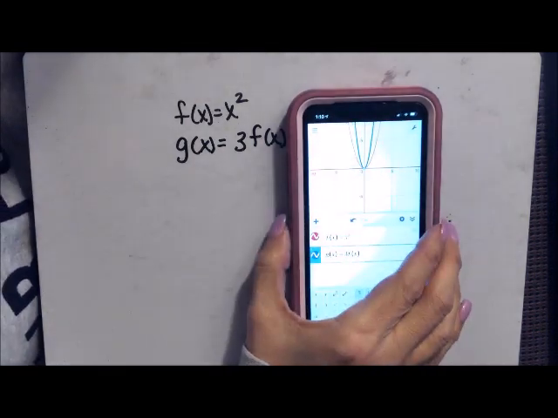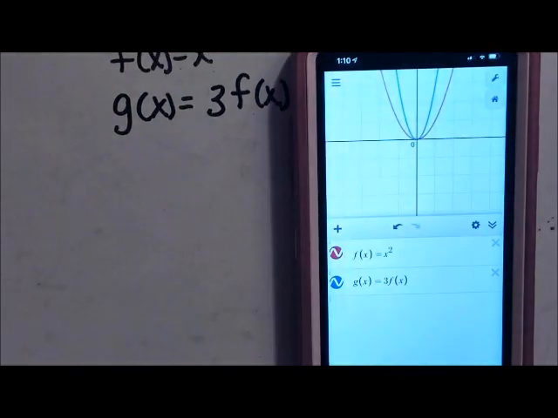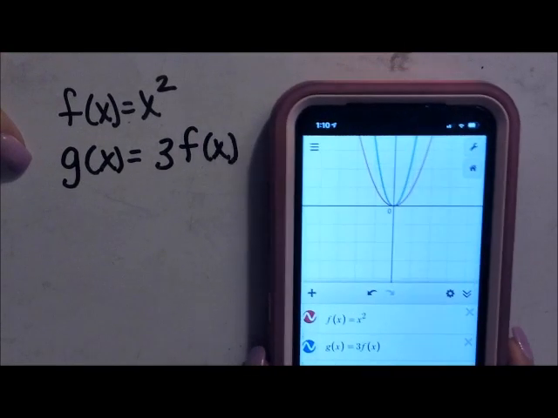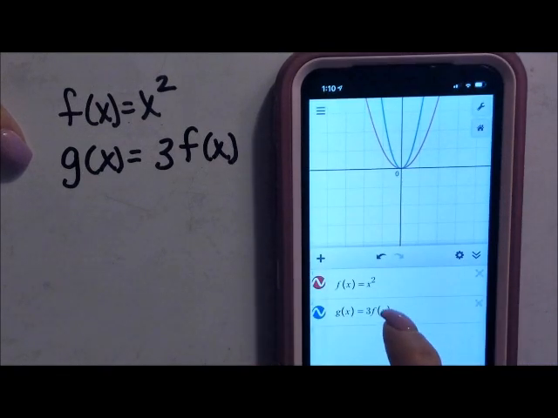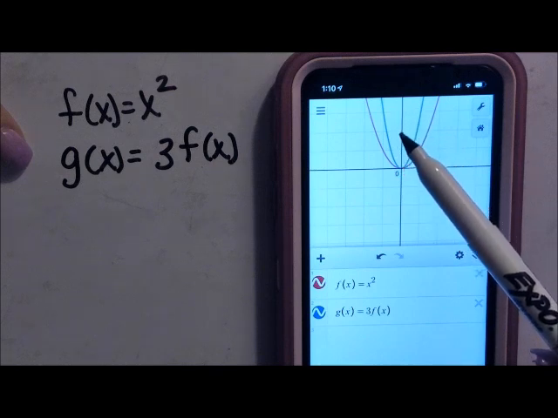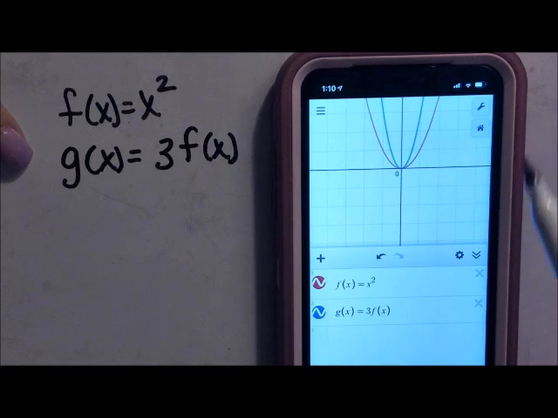Okay, so on this, let me zoom in just a little bit, and then also let me zoom in here. I put in f of x equals x squared, g of x equals 3f of x. When you put it into Desmos, it will do it for you. So the blue, I don't know if you can tell that that's blue. Blue's on the inside. So this equation, when I put the 3 up there, it got more narrow. It got skinnier.